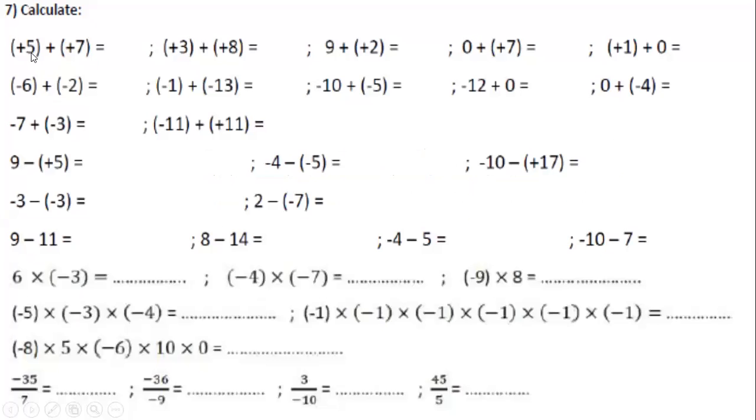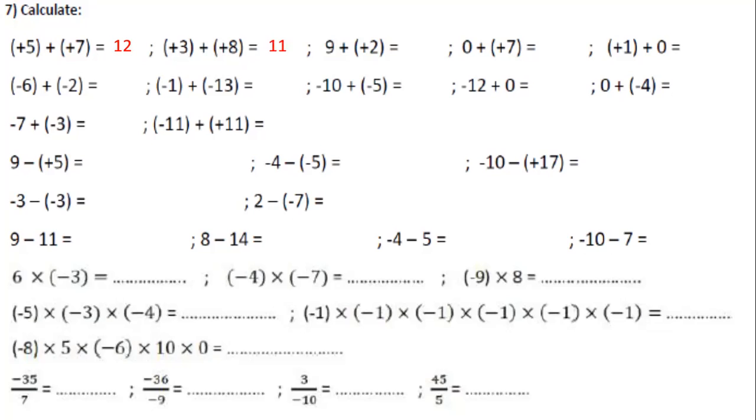Yalla, Razan. Directly tell me your answer. Plus 5 plus positive 7. The answer is? Plus 12. Bravo, plus 12. Yalla, Larissa. Plus 3 plus 8. The answer is? Plus 11. Bravo, plus 11.